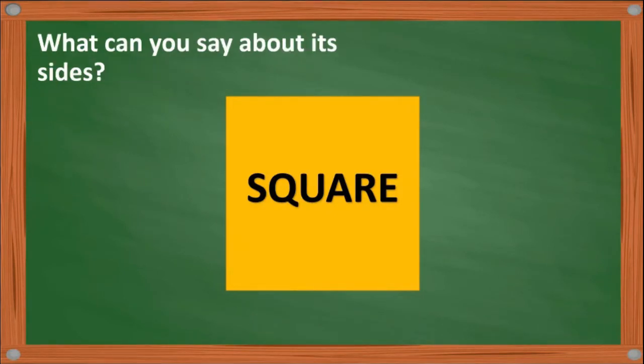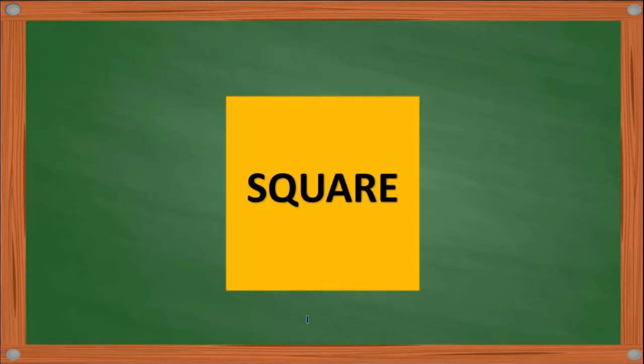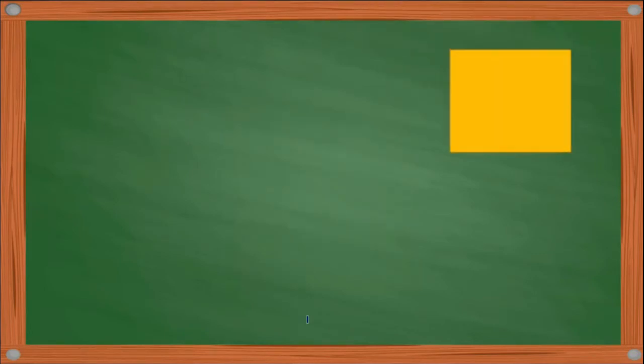And then, what can you say about the sides of the square? They have the same sides, or they have equal sides. So, lahat ng sides nila ay pare-parehas ng sukat as long as the shape is square. Always remember that. Next. So, lagay ko muna sa gilid itong square natin, ha?